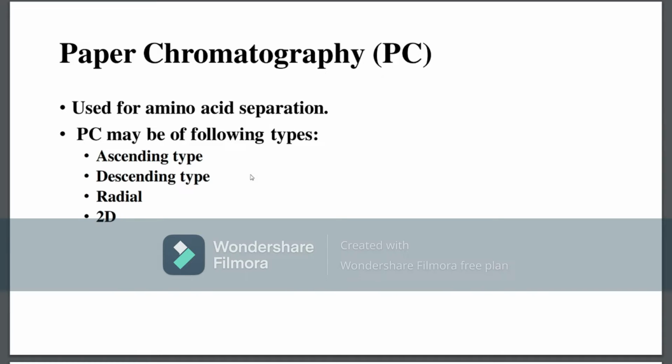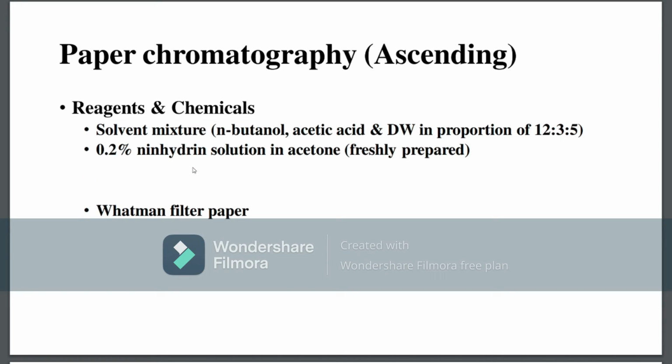amino acid separation, and this can be ascending type, descending type, radial or two-dimensional. So basically these two types you should know, that ascending type, and you don't have to go into much detail because this will not be asked in your theory, but this is a practical part, so only a few questions can be formed from this. So we can ask you what all kinds of paper chromatographies are there, or in the viva also we can ask you. So at least you should know that paper chromatography is of ascending and the descending type.